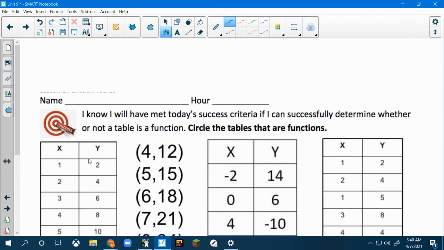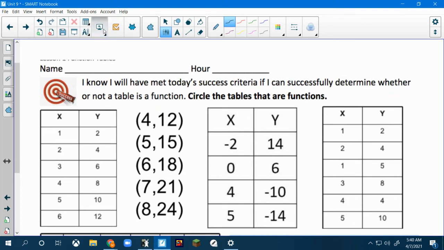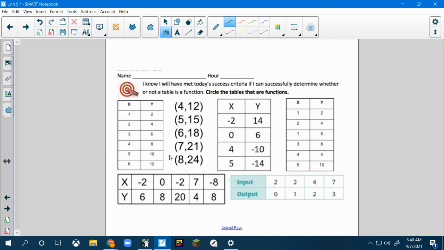The last page on here is going to be an in-class assignment. If you would like to pause the video here, you can go through and say, circle the tables that are functions. And so for people at home who are watching this, go through this and identify which ones are functions. Let's say this is table 1, 2, 3, 4, 5, and 6. And you can pause the video now and then come back and check.